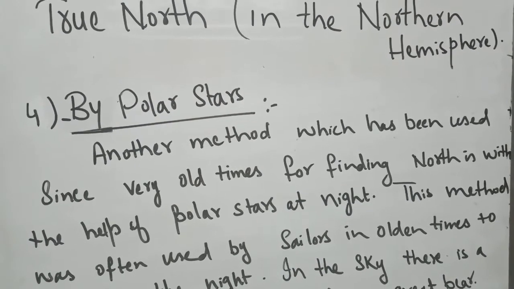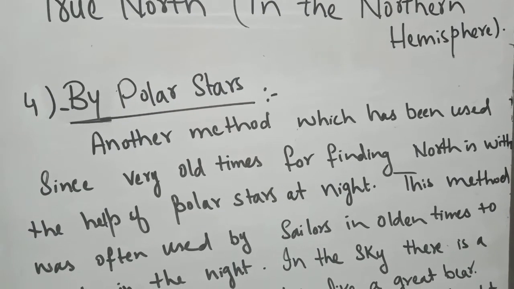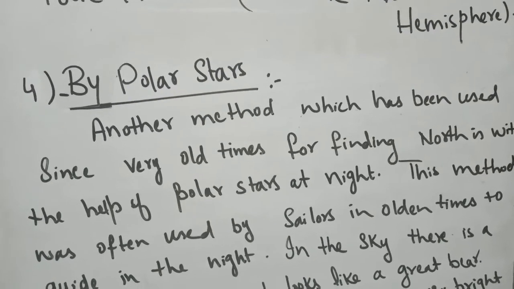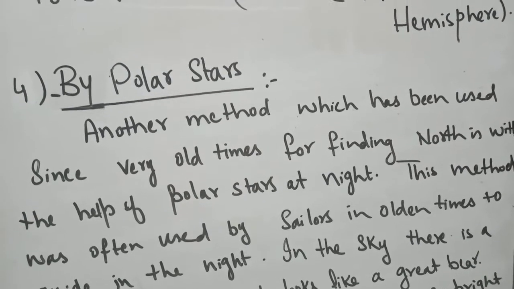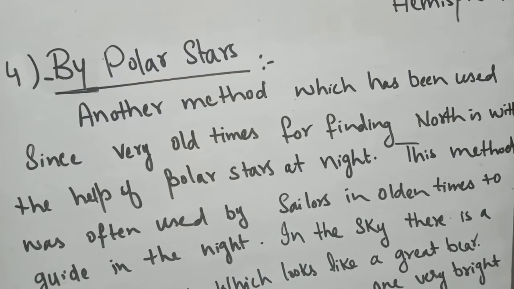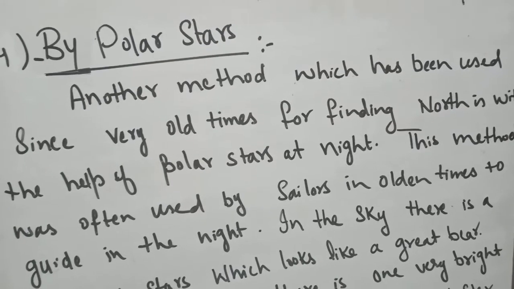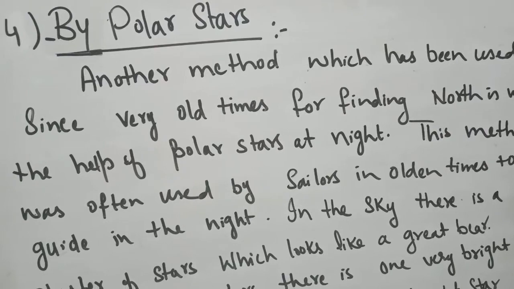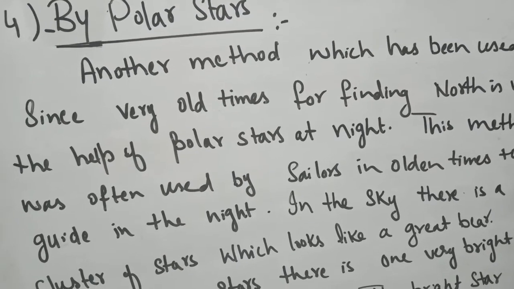Okay, what do we need to do in this method? This method is attached with the polar star, and everybody knows that stars just appear at night time. So this method is fixed with the night and cannot be used in the daytime. This is one of the drawbacks of this method. One of its applications is that it was used by the sailors in the olden time period to guide them in the right direction.